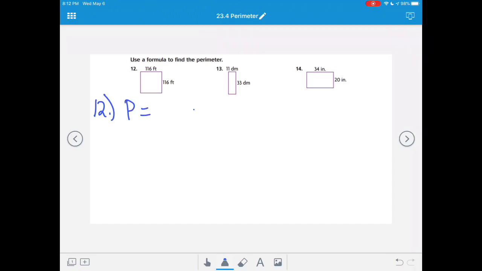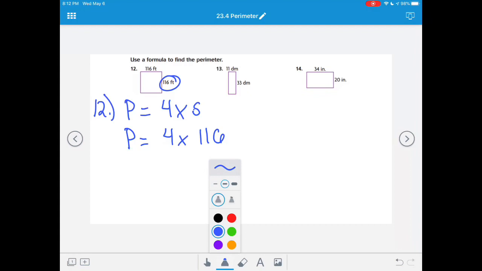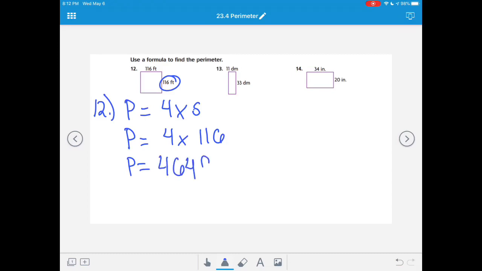So for a square, the special formula is P equals 4 times S. S stands for the side length. So P equals 4 times 116. We just write in one side length for that formula. And then I can solve that in my calculator. When I do 4 times 116, I get 464 feet.